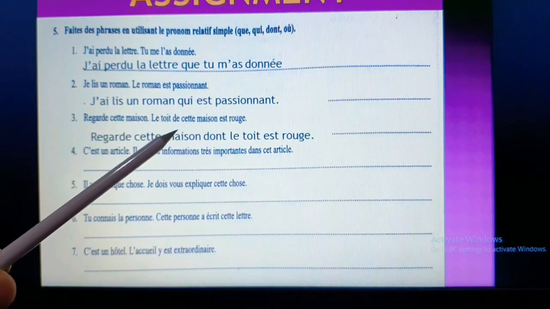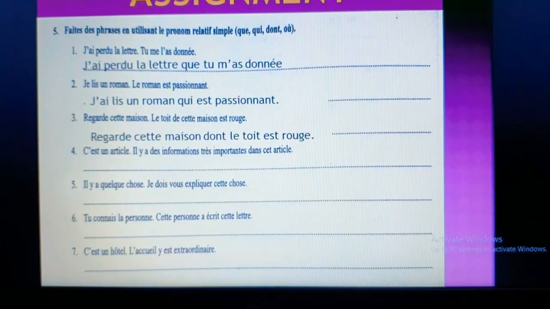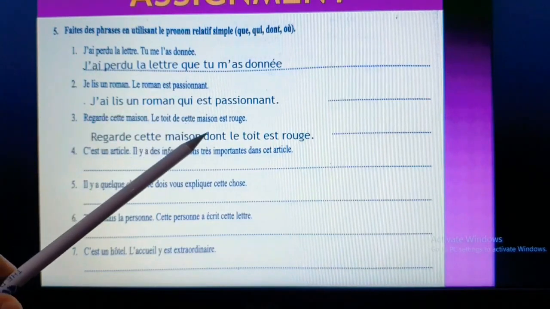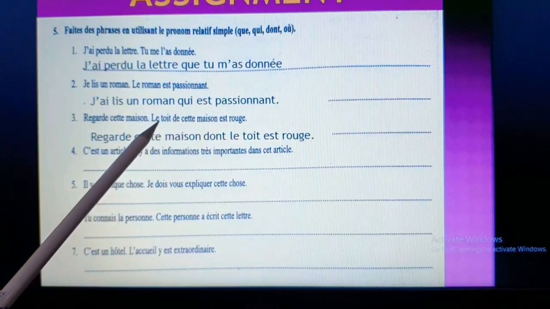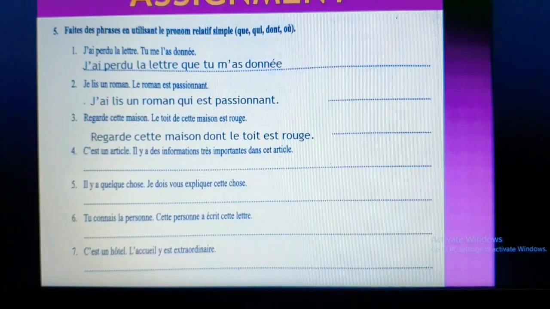Dont. Why? Because it has the relation between the roof and the maison. So regarde cette maison dont le toit est rouge.